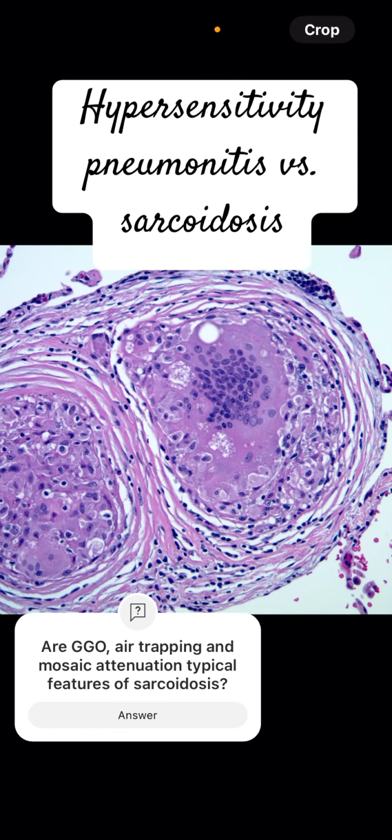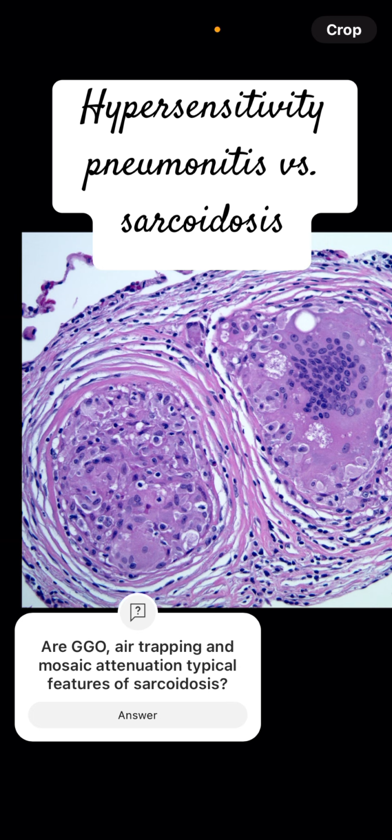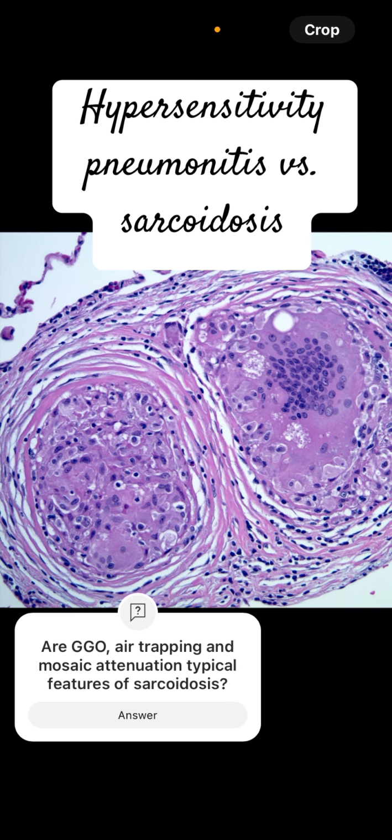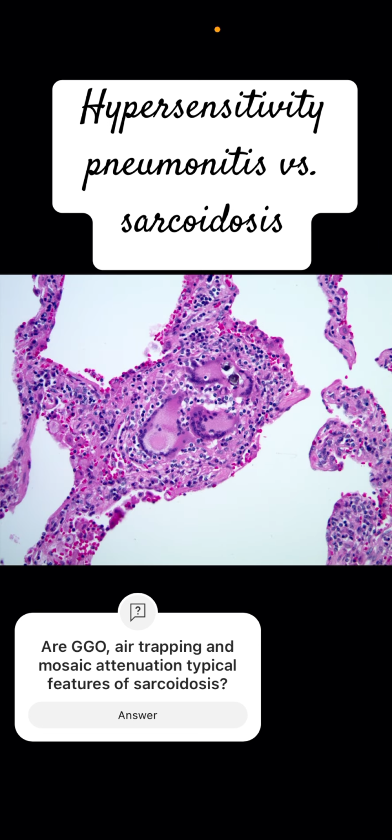One last thing, when you look at the lung away from these granulomas, like at the top left of this picture, that lung in sarcoidosis is normal, doesn't have a lymphocytosis, the lung away from the granulomas, whereas the lung adjacent to or away from the granulomas in hypersensitivity pneumonitis does have a lymphocytosis.